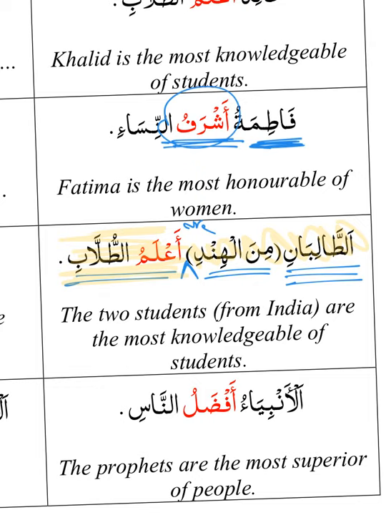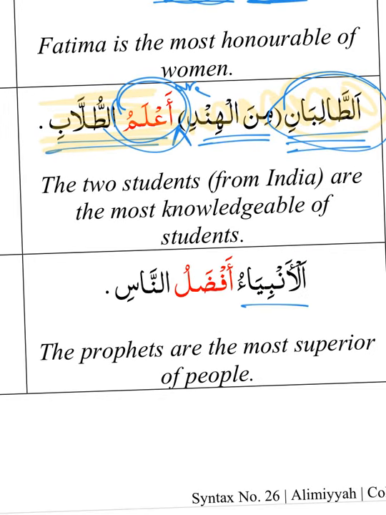So again, can you see, At-Taliban is a dual. Despite that, we've still got A'lam. But like I said, you have a choice. You can simply put af'al for everything. Fatimatu ashrafun nisa. At-Talibani min al-Hind a'lamu at-tullab. Down here in this last example, you've got a plural. Al-Anbiya'u afdalun nas. So in this example, Al-Anbiya is plural. However, you can still use singular and masculine for everything. Al-Anbiya afdalun nas. Now let's move on from here.